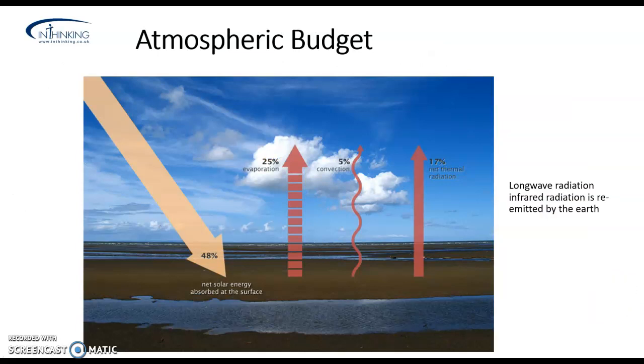So in this diagram, again, we see that 48% is absorbed by the Earth's surface, and that's re-radiated back into the atmosphere as long-wave radiation or infrared radiation. And you can see it's got three elements: evaporation, convection, and net thermal radiation.